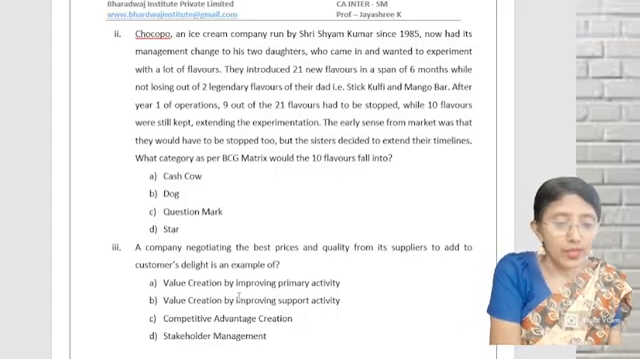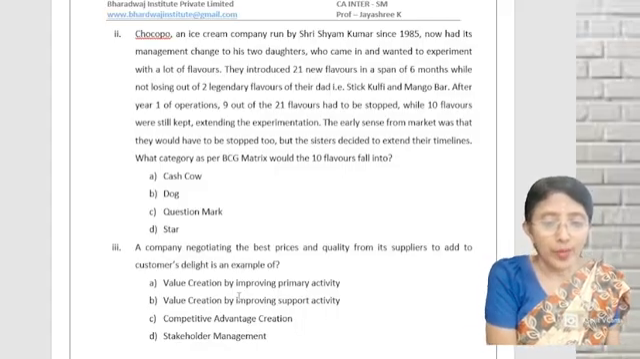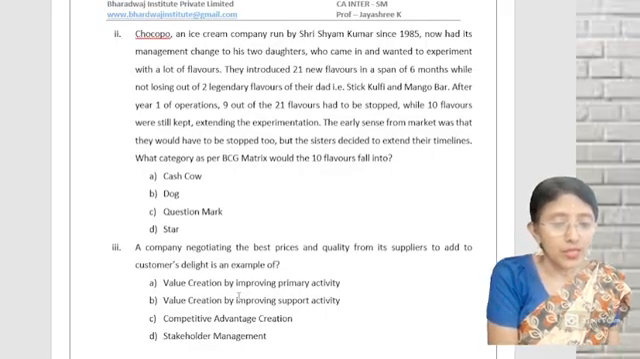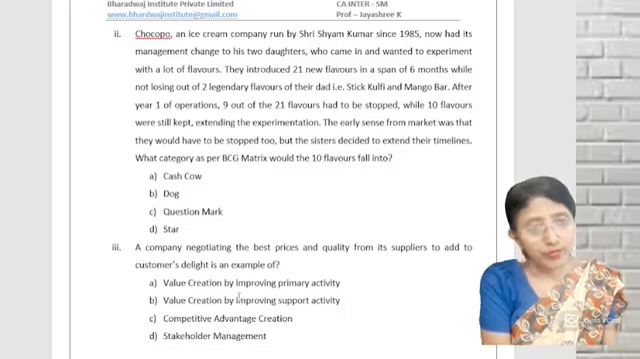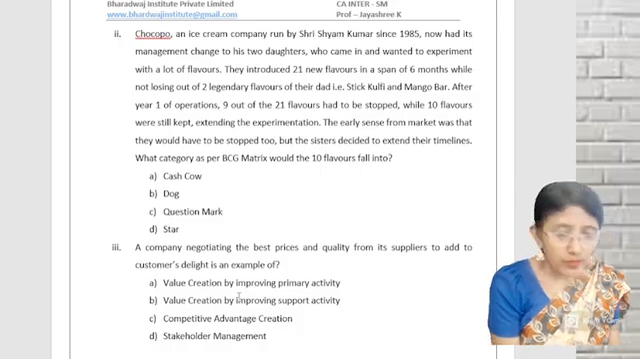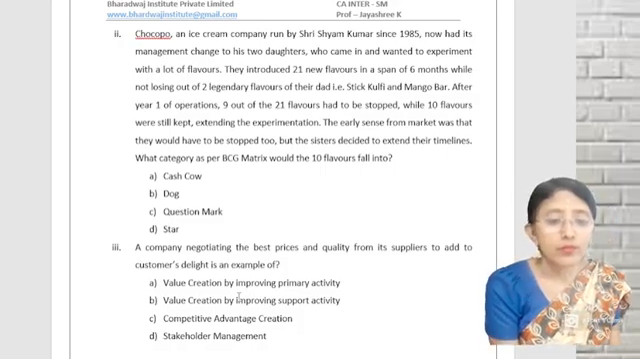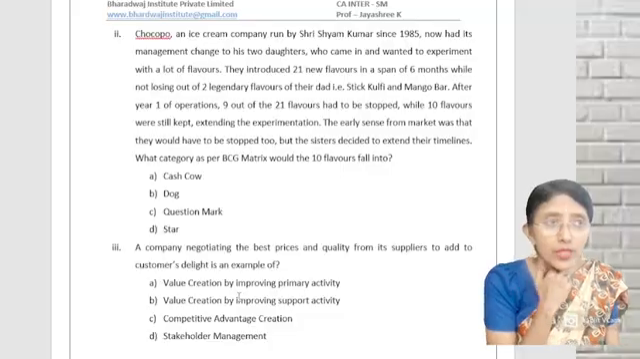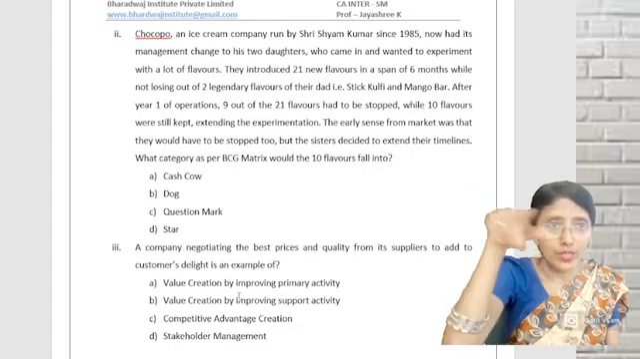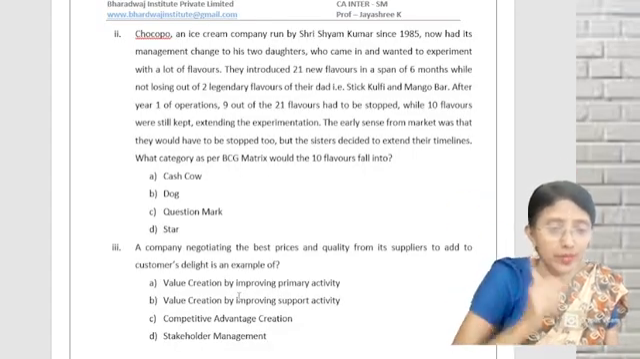And the last question is, a company negotiating the best prices and quality from its suppliers to add to customers' delight is an example of. So do these two. And as usual in BCG, don't go by those two alone, go by what is given in the bracket. Okay.